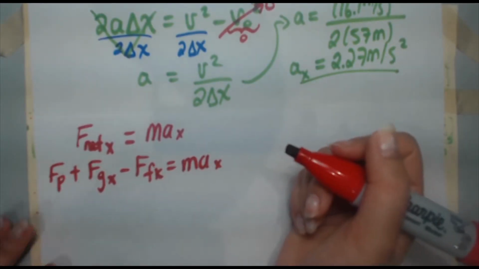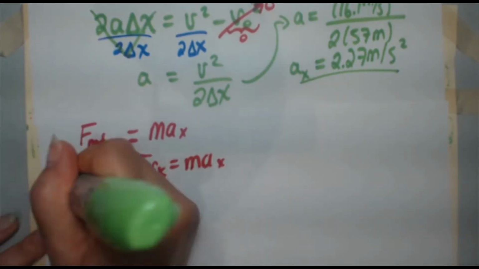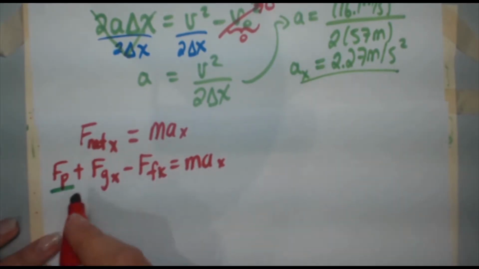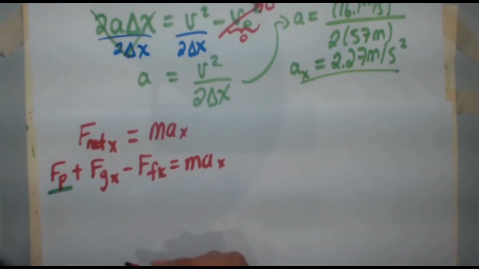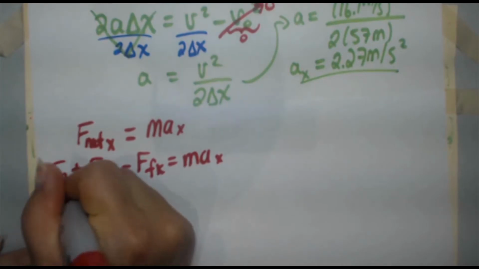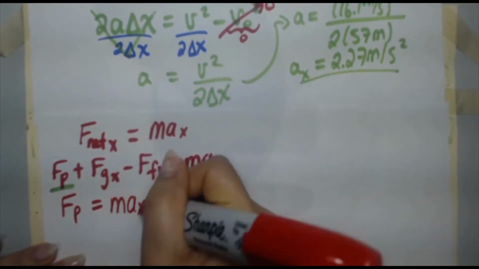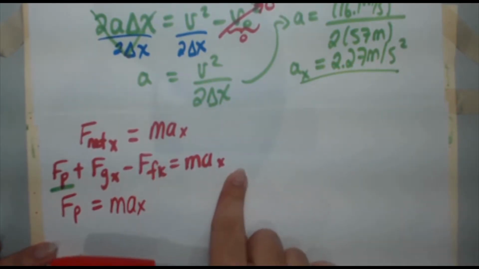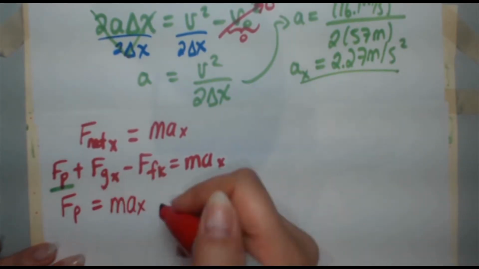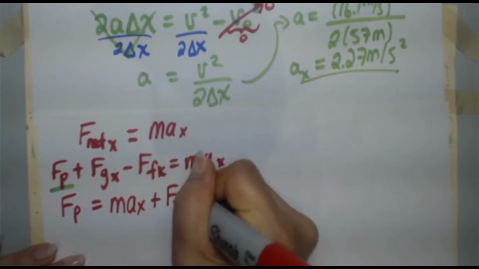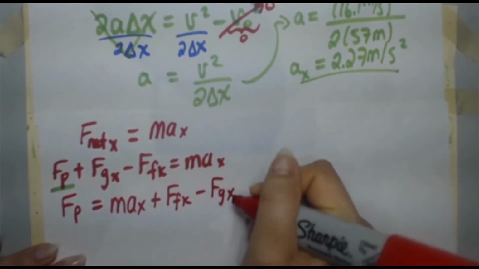And what we're looking for in this problem is Fp. That's what we're trying to solve for. So I'm going to get everything else going to the right side of that formula. So I get Fp equals max. And you bring the Ffk over, it becomes positive. You bring the Fgx over, it becomes negative. So plus Ffk minus Fgx.